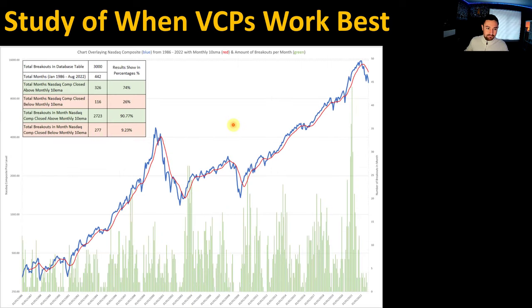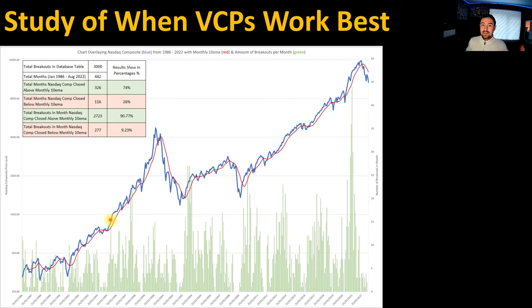So if you take a look here, okay, this is my own research. Within this database, there are 3,000 different breakouts, and I'm looking from the period of 1986 to 2022. What I'm looking at is, when do these breakouts happen, looking at it from the context of the market trend and a longer term market trend. So what I'm looking at is when the NASDAQ composite, which is applicable for the stocks I trade, stocks Minervini trades as well, okay, when are these breakouts happening relative to when the NASDAQ comp is in an uptrend versus a downtrend?